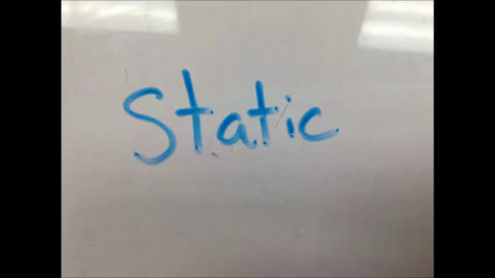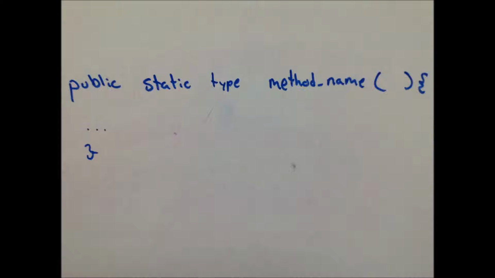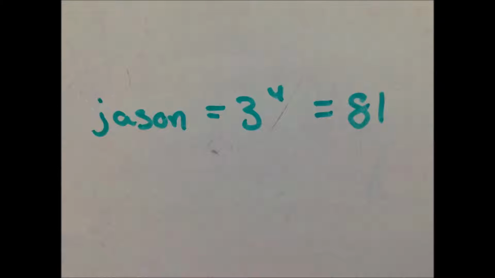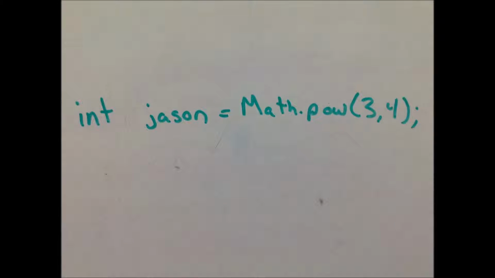Using the keyword static means that the data member or a method is attached to a class rather than an object of that class. With a static method, you only need the name of the class followed by the name of the method. You never need to create a new object when dealing with static methods. You can think of static methods as belonging to the class itself. Here, Math.pow receives and returns the result of 3 to the 4th power, which is 81. Notice how there was never a need to create an object of type Math. Instead, we just have an int assigned the value created by the static method of the Math class.